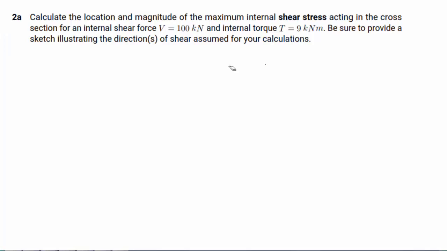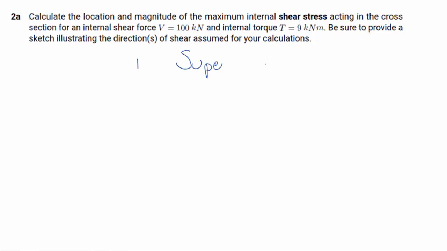Let's start with outlining the procedure for solving this question. The first step will be superposition.